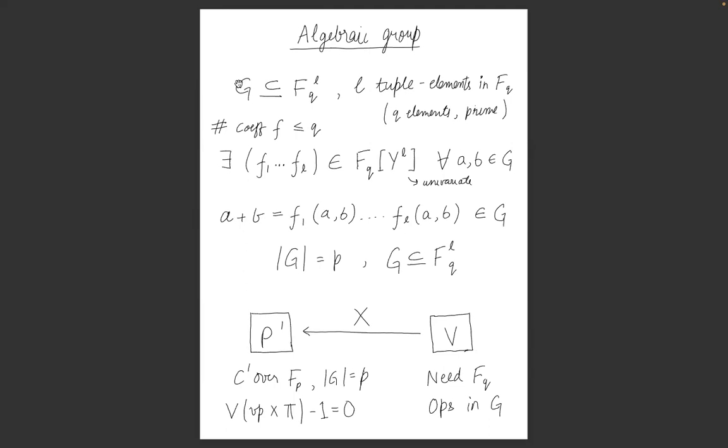But usually these groups are defined over some other field F_q, which has q field elements, but as an L-tuple. So this group will be defined over some L-tuple of field elements of F_q, but the order of this group is p. So that's the structure. And again, q is the number of elements in this field, and this is some prime.